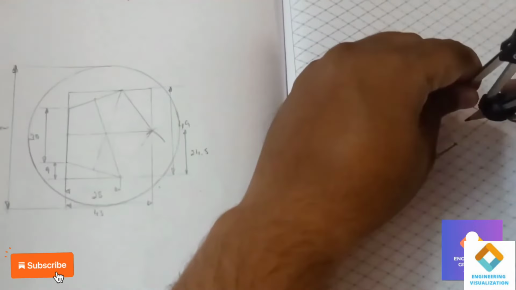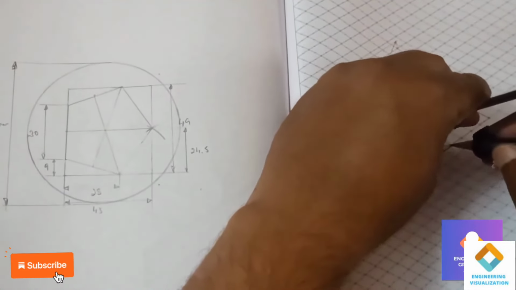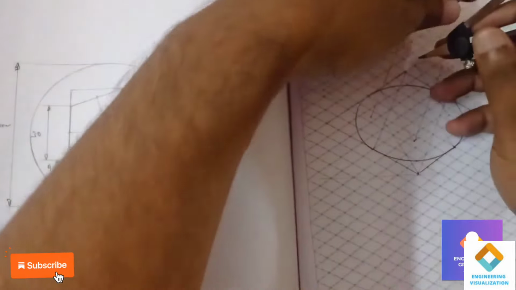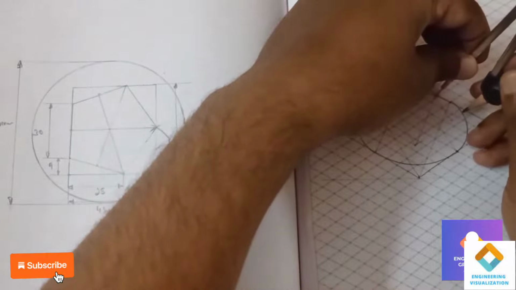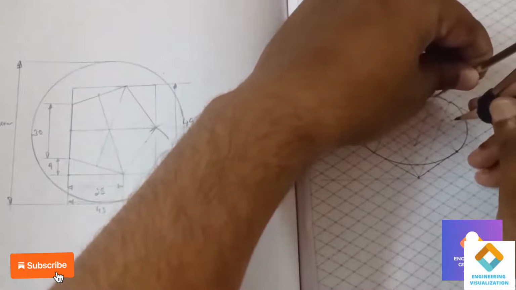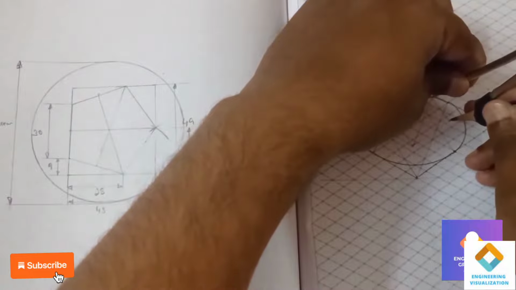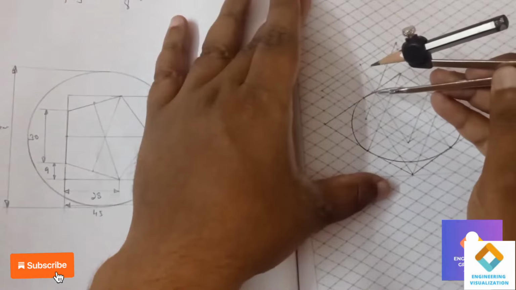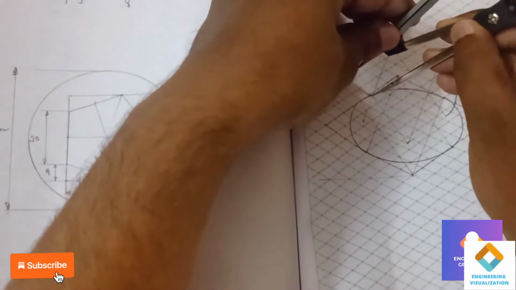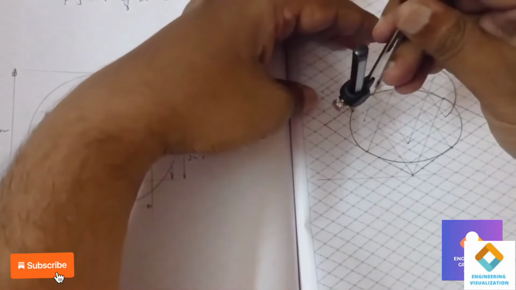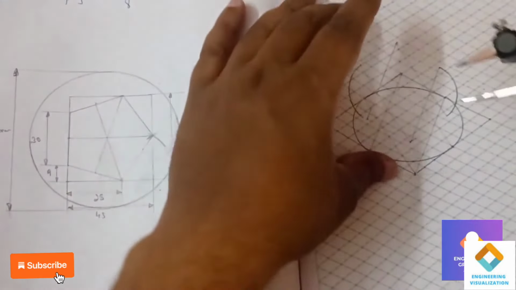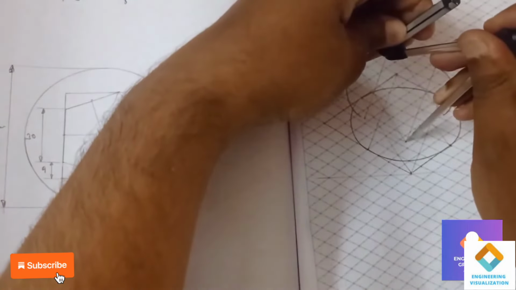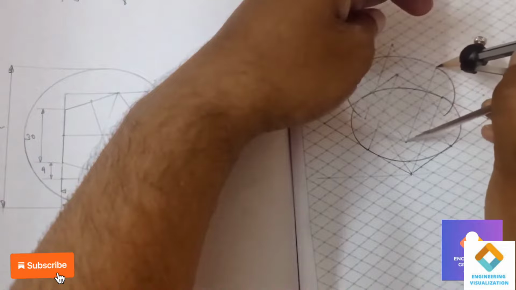The same way we should do it for the top box also, from that reference point. Measure the length and cut the arcs to construct the ellipse here.